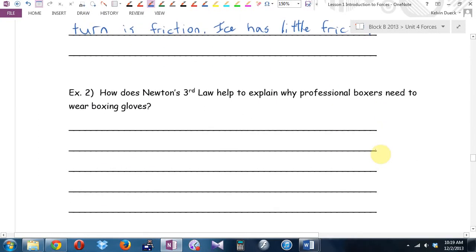How does Newton's third law help explain why professional boxers need to wear gloves? How about we write it as an equation? F of hand on face equals F of what? Face on hand. Let's make them vectors, in which case I would call one of them negative, because it's the opposite direction.